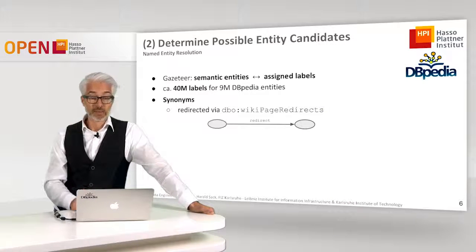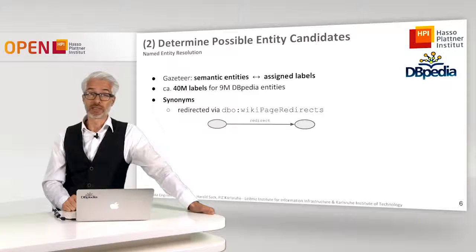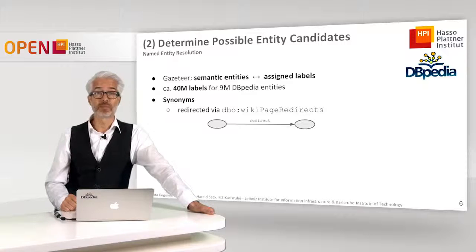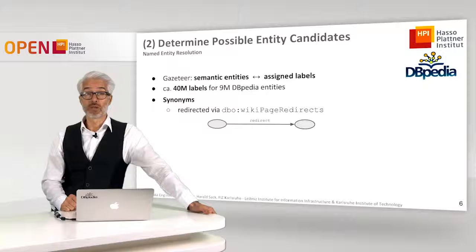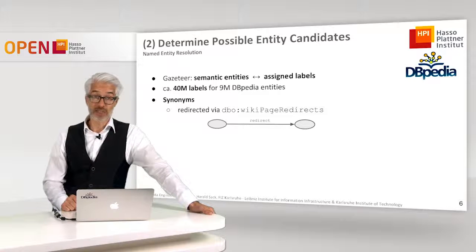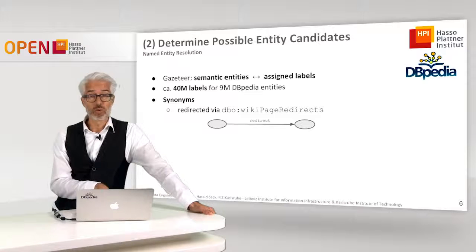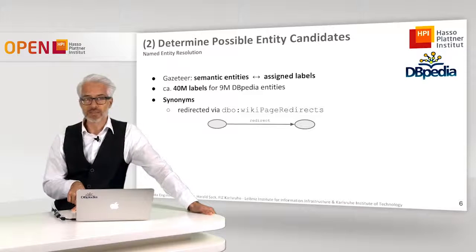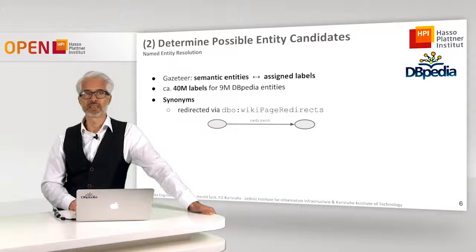Okay, step 2, let's assume we have found all the named entities. Now we want to determine the possible entity candidates. For this, we need something which is called a gazetteer. A gazetteer is something which maps semantic entities to all assigned labels. So we list all the assigned labels to one specific semantic entity.